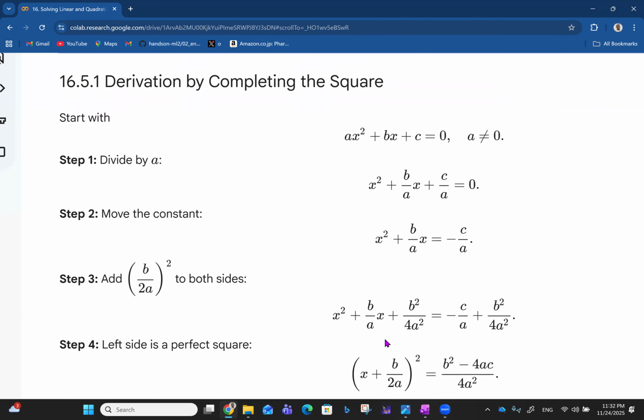Okay, so the left side is the perfect square now. So the left side will be x plus b over 2a, and then you can square it, and that will be equal to, if you simplify this now, LCM is 4a squared. So a in 4a squared is 4a. So 4a times c, that's minus 4ac because of this minus right here. Then 4a squared and 4a squared is 1. 1 times b, that's b squared. So this has been rearranged here. So x plus b over 2a all squared is b squared minus 4ac over 4a squared.